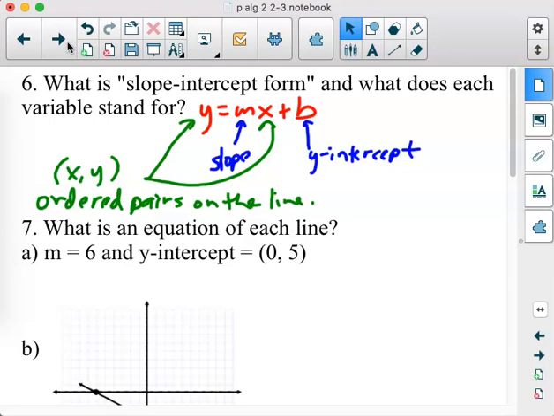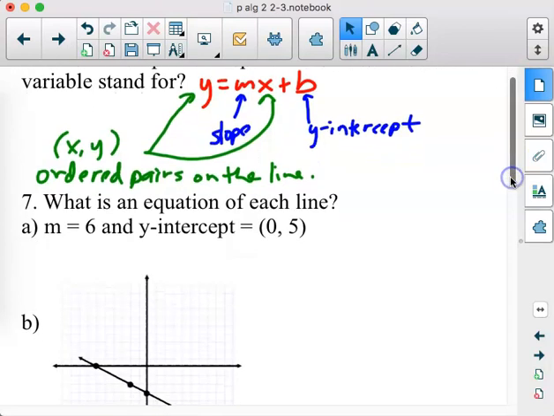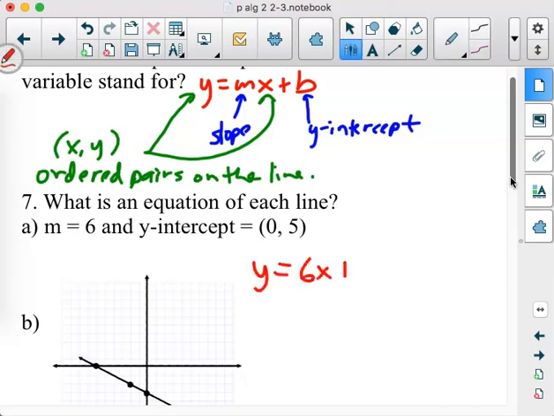Number 7 says, what is an equation of each line? Now, the only way I can use slope-intercept form is if they just hand me the slope and the intercept. Oh, look, that's what they did. Here's the slope. It's 6. Here's the y-intercept. It's at (0, 5). Y equals 6x plus 5. There it is. I just had to put the M where it needed to go, and the B, the y-intercept, where it needed to go.